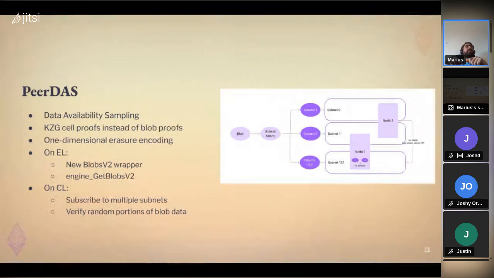And if sufficiently many people do this, we know with high probability that the data wasn't withheld, so the data was actually published. And that is what data availability is all about: you need to guarantee that the data was published. Otherwise, that's the only thing that L2s can actually do, just withhold the data and not publish it. So this is the security mechanism for L2s.